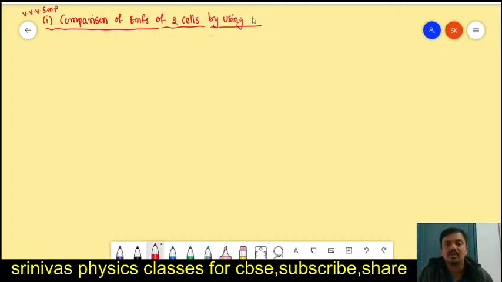Comparison of EMFs of two cells by using potentiometer. How we can compare the EMFs of two cells by using a potentiometer, that I am going to explain. You listen very carefully. It is very simple. Okay, all right.